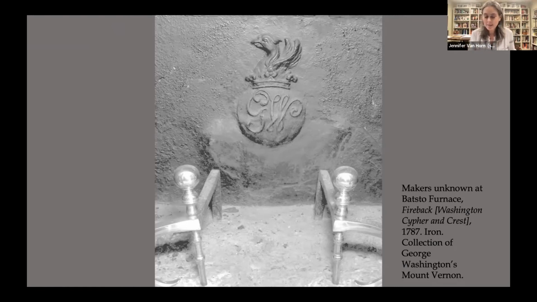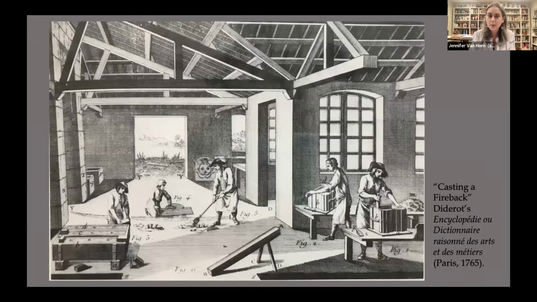So to begin, I want to start with the fireback's creation. This fireback was one of four that Washington ordered in the summer of 1787. And those were then cast at Batsto Furnace in southern New Jersey. The firebacks were puddle cast, a process depicted in Diderot's encyclopedia, with the molten iron poured into molds produced from patterns that were pressed into the sandy floor of the foundry itself. And so for the purposes of this talk, I'll really be focusing on cast iron objects, which differ significantly from the wrought iron works produced by blacksmiths.